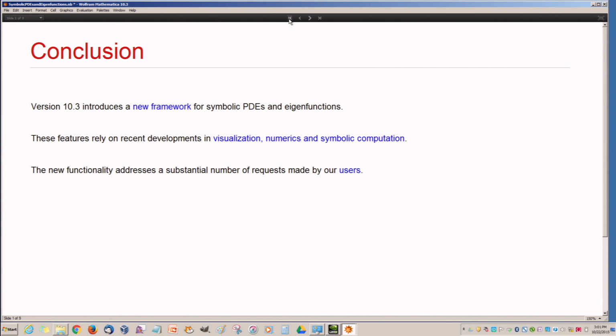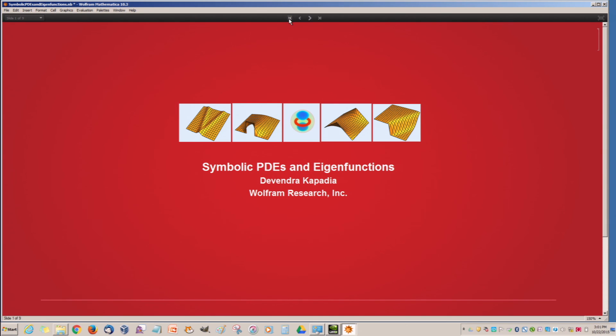But before I do that, here is a summary of today's talk. So we learned about hyperbolic PDEs, parabolic PDEs, elliptic PDEs, modern PDEs, and eigenfunctions.